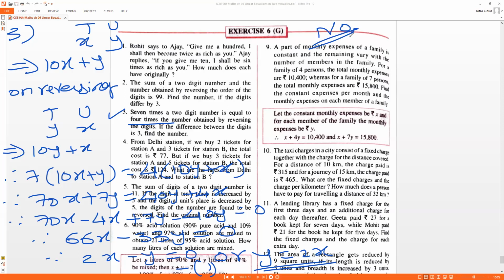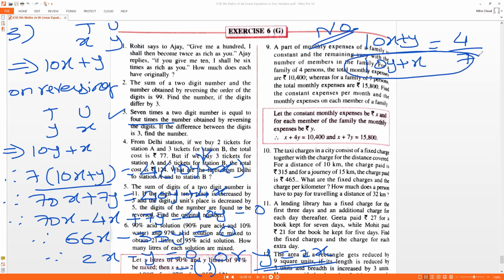Because listen carefully. This is like the ratio. See, 7 times the original number is 4 times the new number. Okay, that means the new number is greater. Listen carefully. 7 times the smaller is 4 times the bigger, right? So if you take the ratio, 10x plus y, original number, upon 10y plus x, the new number, what is the ratio? You get 4 upon 7. What does this mean? This means the denominator is greater. That means the new number is greater. Are you getting my point? Is that clear? This is very important.